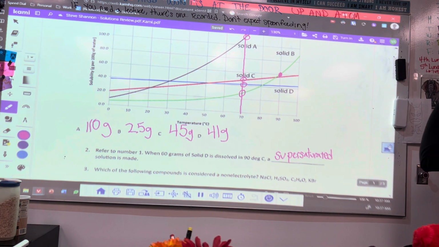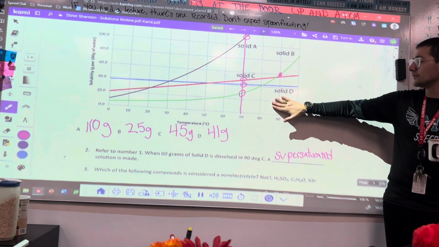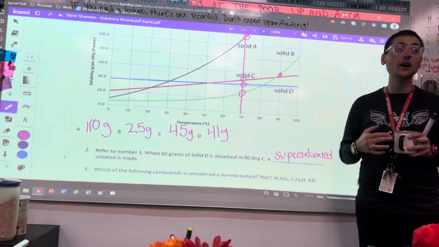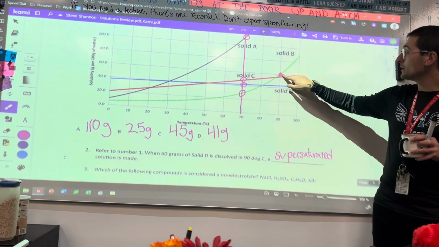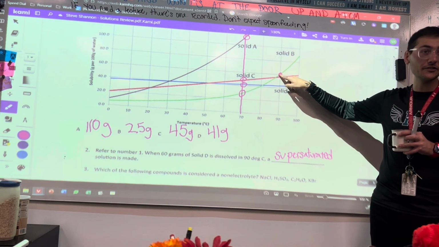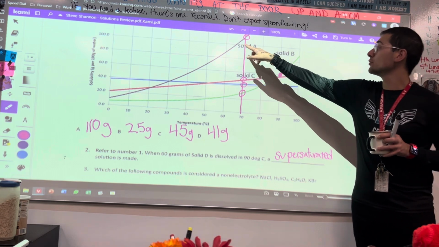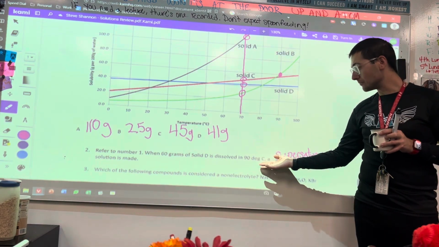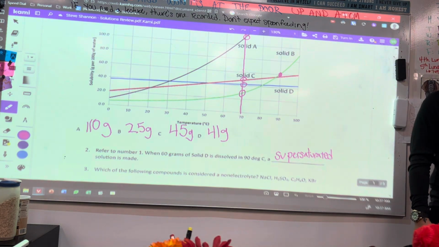Makes sense? If the point is above the line, it's super. If the point were down here, then solid D would be unsaturated. Now, if it had said solid B, then we'd be perfectly saturated. But that's not what the question was asking. So you have to make sure you are using the correct line, which is given to you in the problem, and read it carefully.